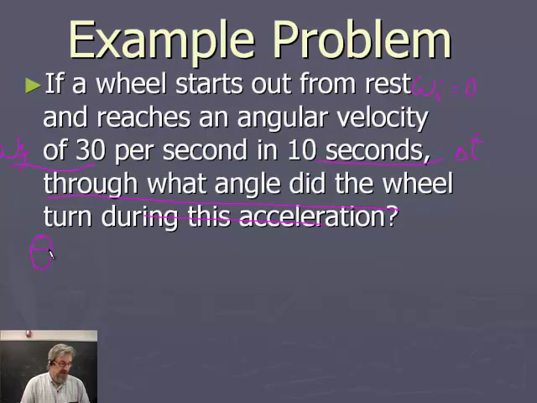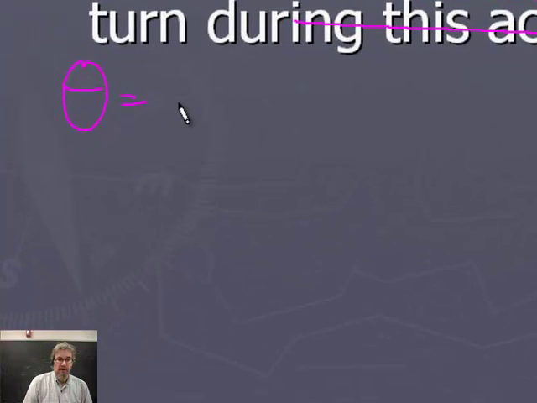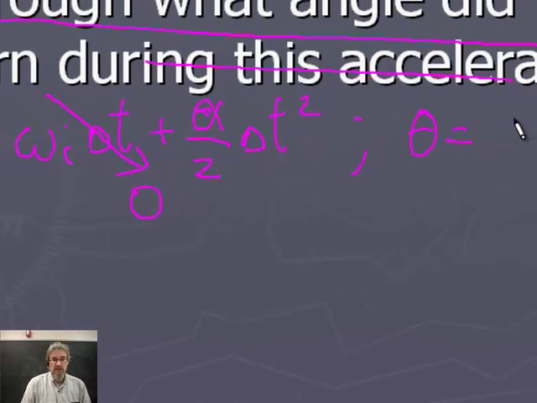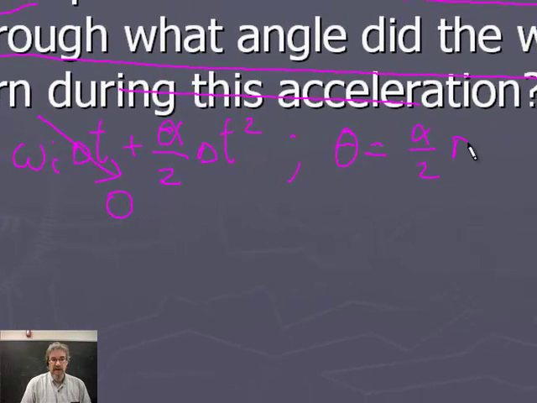Well, here's what we know. During an acceleration, theta is equal to initial omega times delta t plus alpha over 2 times delta t squared. But we've already established that omega initial was 0. So that means that we could write theta is equal to alpha over 2 times delta t squared.